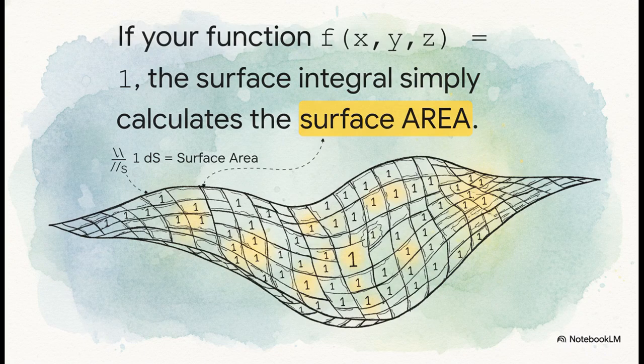And actually, this leads to a really cool and simple idea. What if that function you're integrating, f of x, y, z, is just the number 1? Well, then you're not really weighting any part of the surface. You're just adding up all the tiny little patches of the surface itself. And what do you get when you add up all the little pieces of a surface? You get its total surface area. This is a super useful special case to keep in your back pocket.